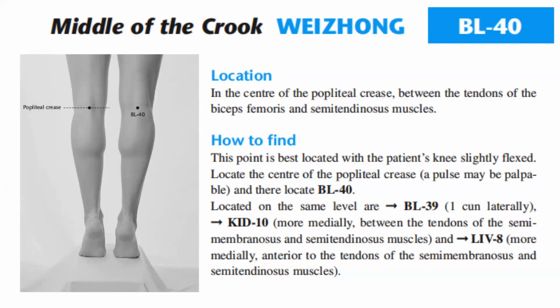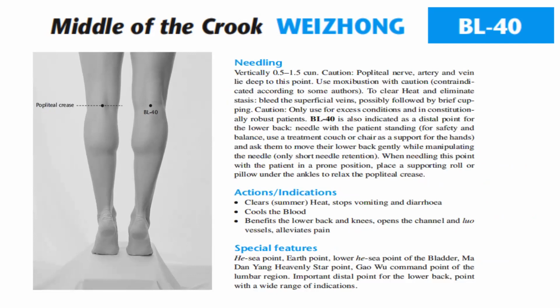Located on the same level are Bladder 39, which is one cun laterally, Kidney 10, located more medially between the tendons of the semimembranosus and semitendinosus muscles, and Liver 8, located more medially, anterior to the tendons of the semimembranosus and semitendinosus muscles. Needling of Bladder 40 is done vertically, 0.5 to 1.5 cun.